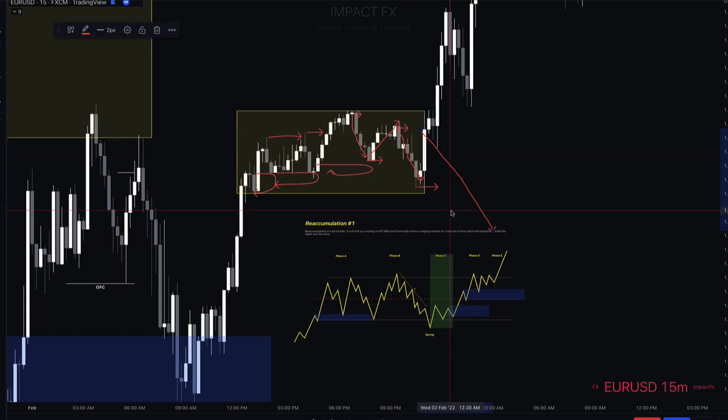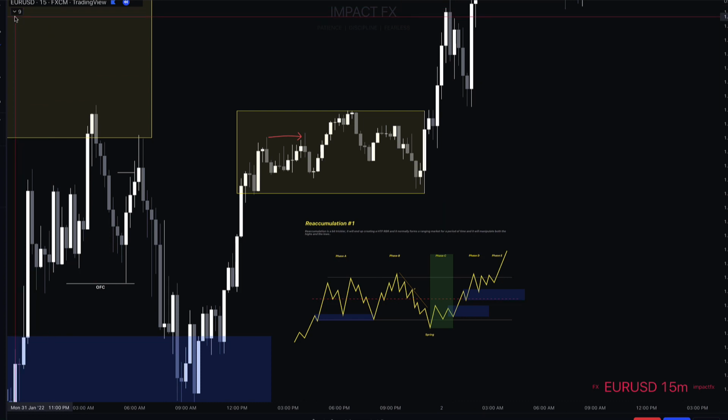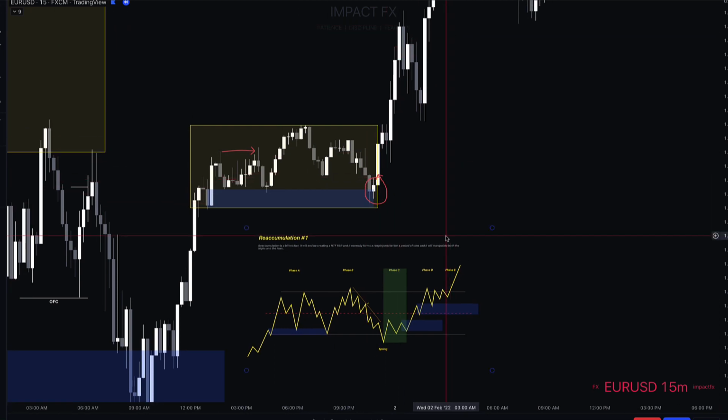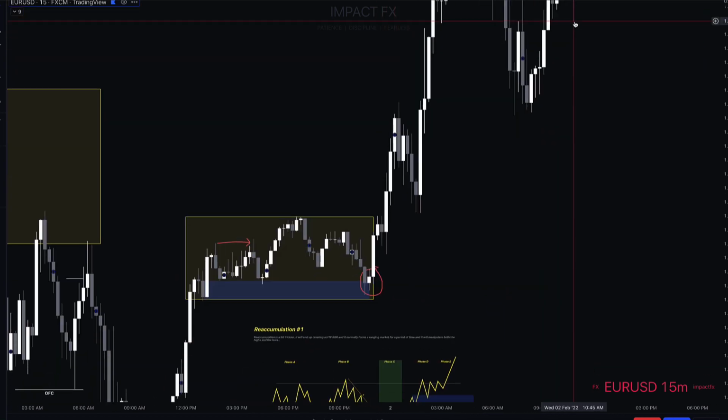We're now going down. However, what ends up taking place, folks, is price actually never truly mitigated this overall order block. Instead, it created internal liquidity. Now, inside of this overall price action here, there would be a lower time frame accumulation, but as you can see in phase D and E, we start creating block flow, and then boom, we're just gone.